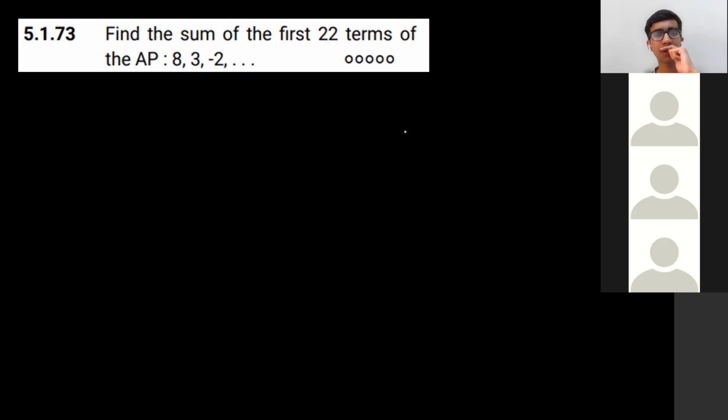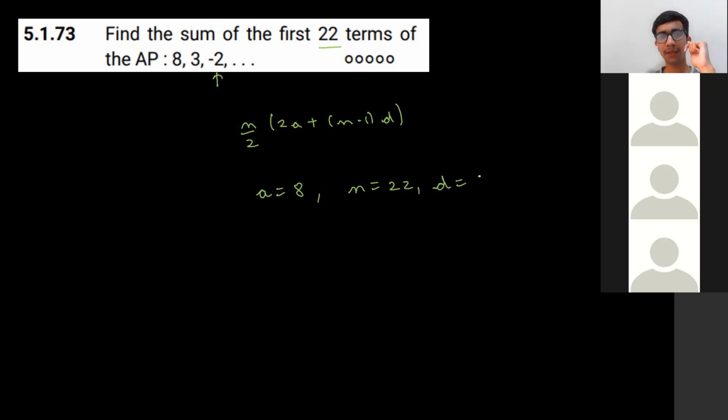Abhishek, how can the sum be positive? You have to calculate the sum of the first 22 terms, and we have the first negative term at the third place itself. So the sum cannot be positive. Basically it will be n by 2 into 2a plus n minus 1 d, right? So you have a as 8, n as 22, d as minus 5. You need to put all of these values in this formula and you get the sum to 22 terms.